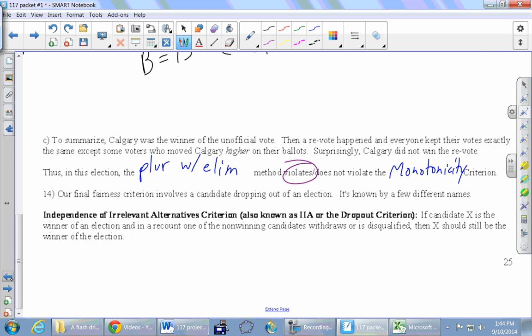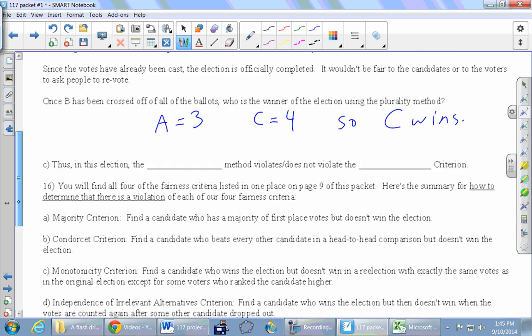I'll say it again. If a candidate is the winner, just flat out, I don't care how we count the votes, but they won, but then there's a recount, and one of the non-winning candidates drops out, then candidate X, which was the winner before, should still be the winner after. Right? It shouldn't matter that one of the losers dropped out of the race, but it did in this case. It changed the outcome.